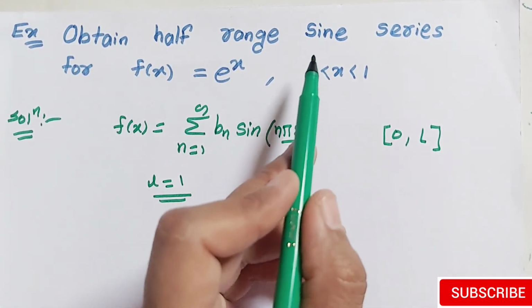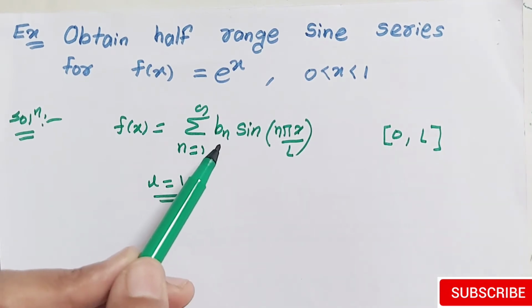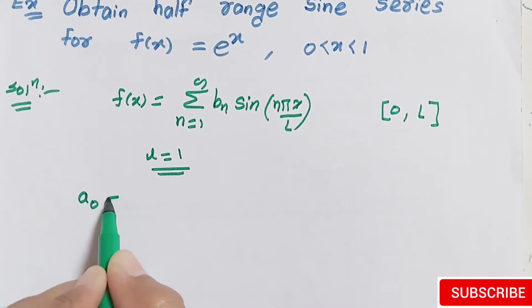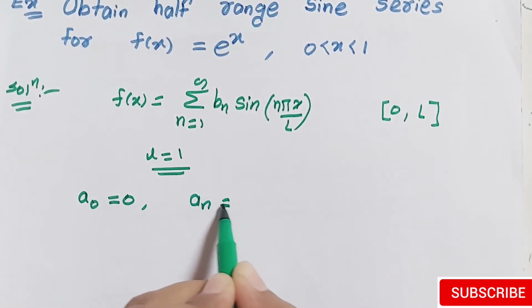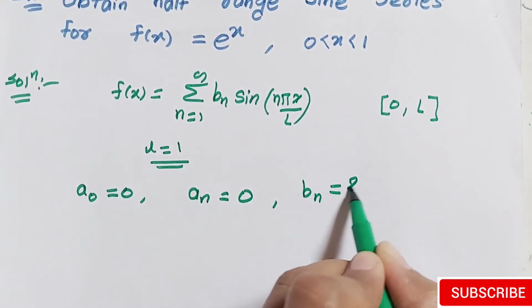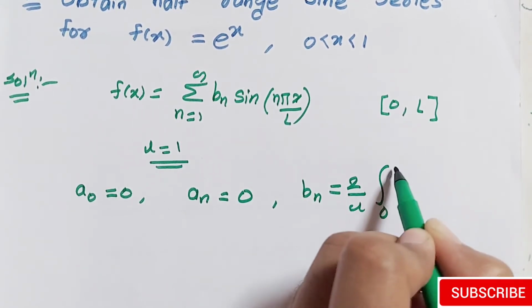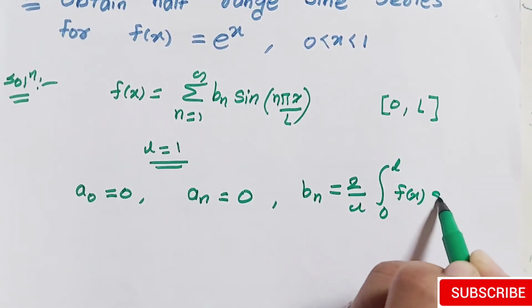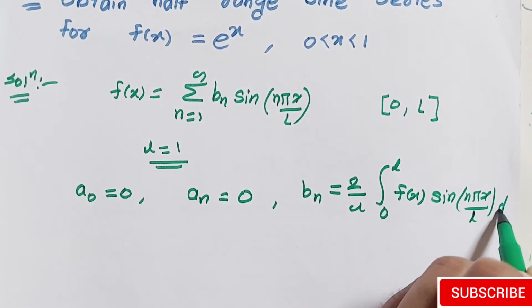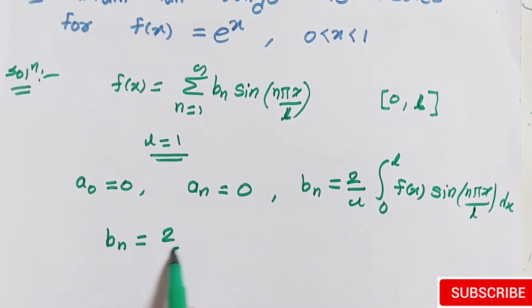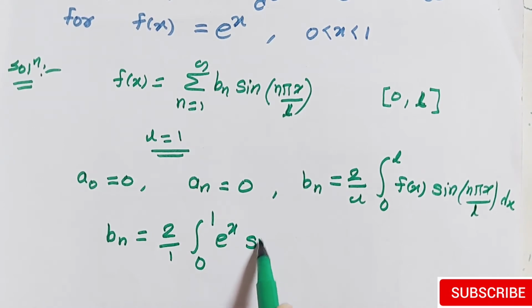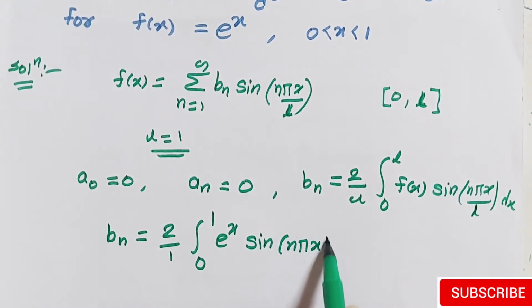So in a half range sine series we just have to find the bn, because a sine series contains only sine terms. So for sine series a0 is 0 and an is also 0. So we just have to find the bn, and the formula for finding bn is 2 by l integral 0 to l f of x sine n pi x divided by l dx. So bn is equals to 2 by 1 integral 0 to 1, f of x is e raised to the power x, sine n pi x dx.